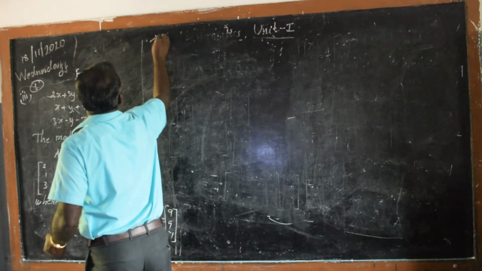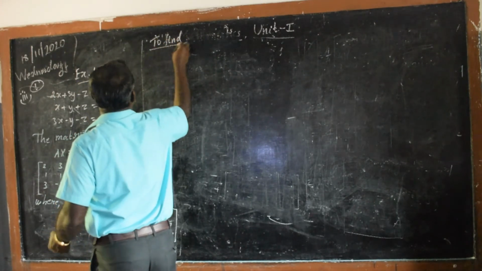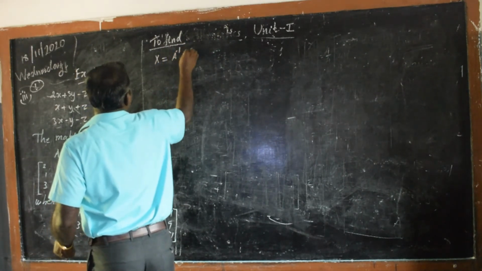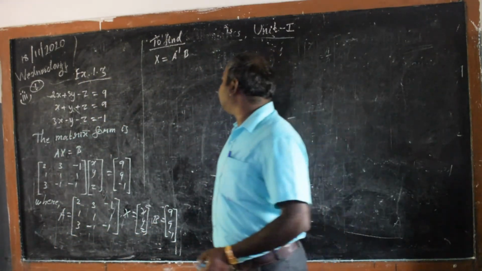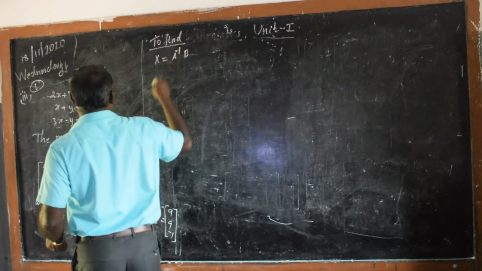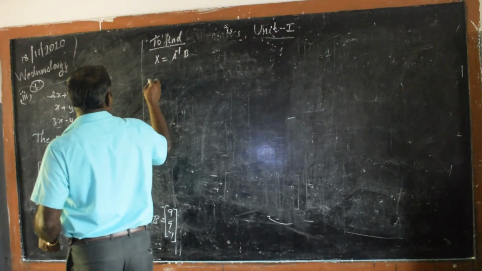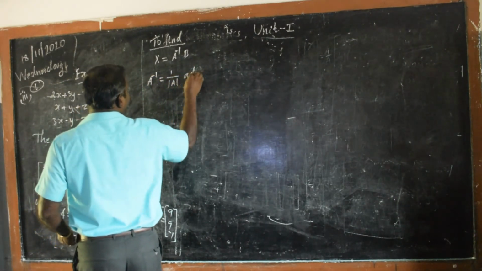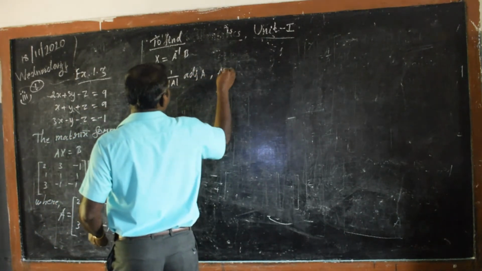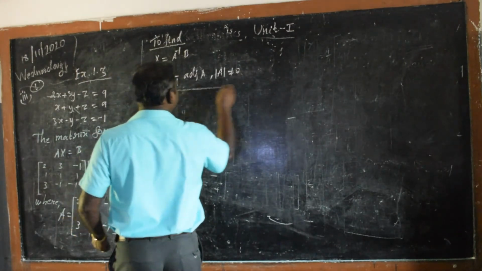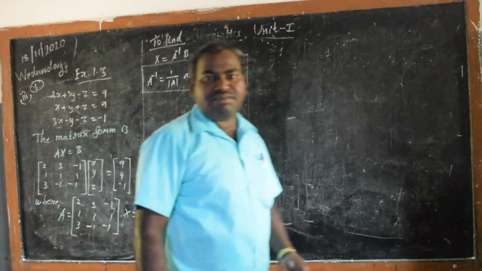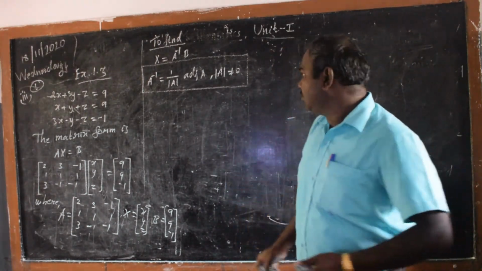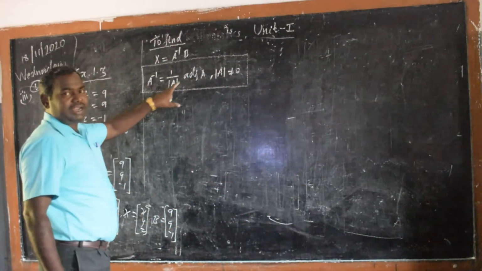Next, to find capital X equal to A inverse into B. A inverse is the inverse of the matrix A. So to find A inverse, A inverse equal to 1 by determinant of A into adjoint of A, where determinant A is non-zero. First of all, find the determinant value and the adjoint of A.